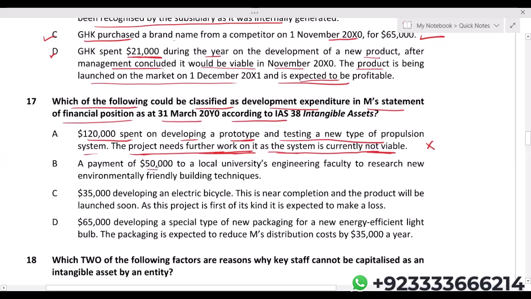Option B: a payment of $50,000 to a local university engineering faculty to research new environmentally friendly building techniques. Can I say this is the research phase? When you are spending money on research, it cannot be capitalized. It is categorically written in IAS 38 that the amount you are spending in the research phase on research will obviously be expensed out.